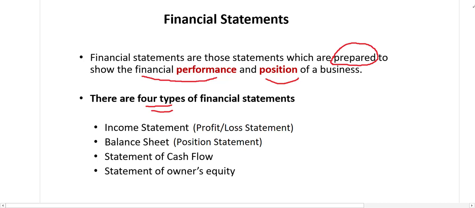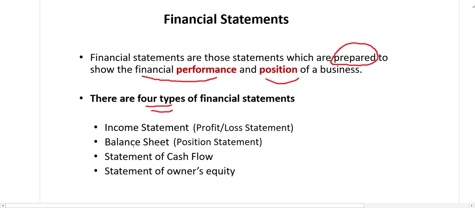Number 1, income statement. Also we can call it profit and loss statement, or we can call it income account. Right? Simply we can call it income account. Profit and loss account, sorry. Income statement, profit and loss statement, or profit and loss account. These are the different names which can be used for the same thing.